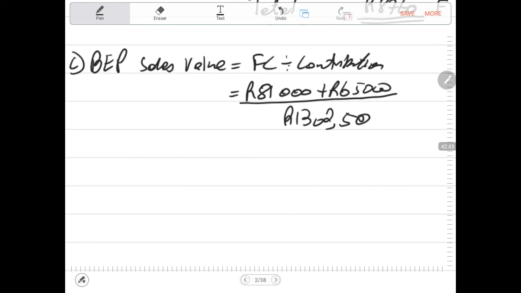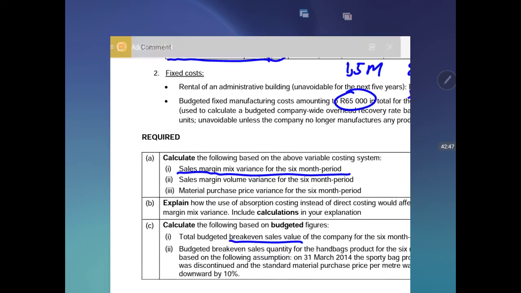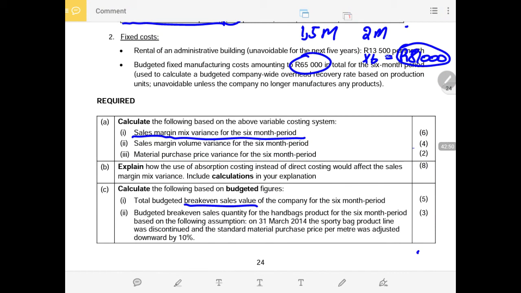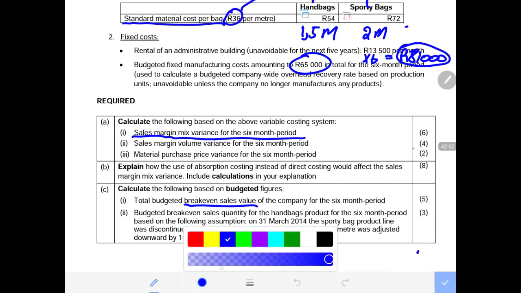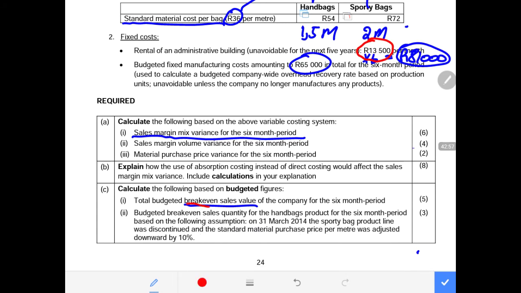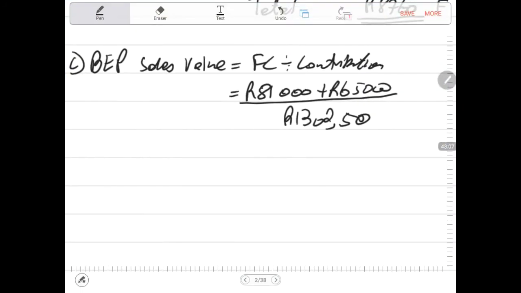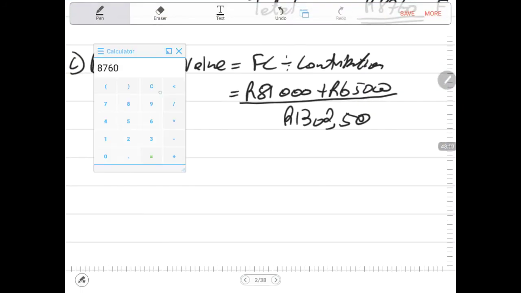Where is the 81,000 and 65,000 coming from? We said 13.5 times 6. Why do you multiply by 6? Because the break-even point is for a period of 6 months. But the 65,000 was already for 6 months, so that's why we add the two for 6 months. Then 81,000 rands plus 65,000 rands gives us the total fixed cost of 146,000 rands.